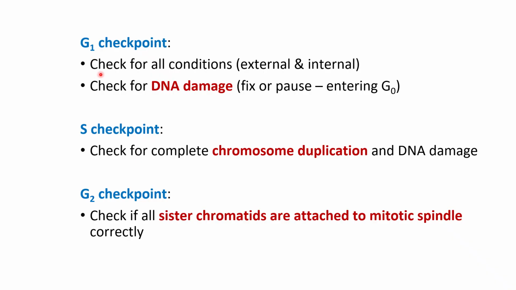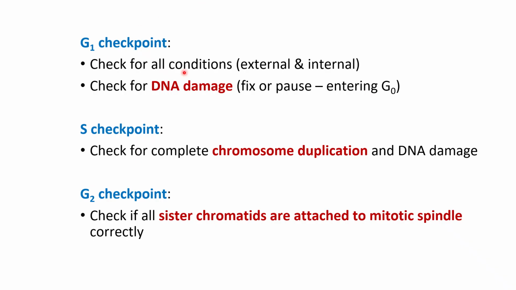this checks for all different conditions, external and internal, as well as DNA damage. So for the most part, I kind of think of this as DNA damage, right? Because if we have damaged DNA, we don't want to go on to the next point where we're going to replicate it. So we're looking to see if we need to fix or pause it and enter into G sub 0. Okay.